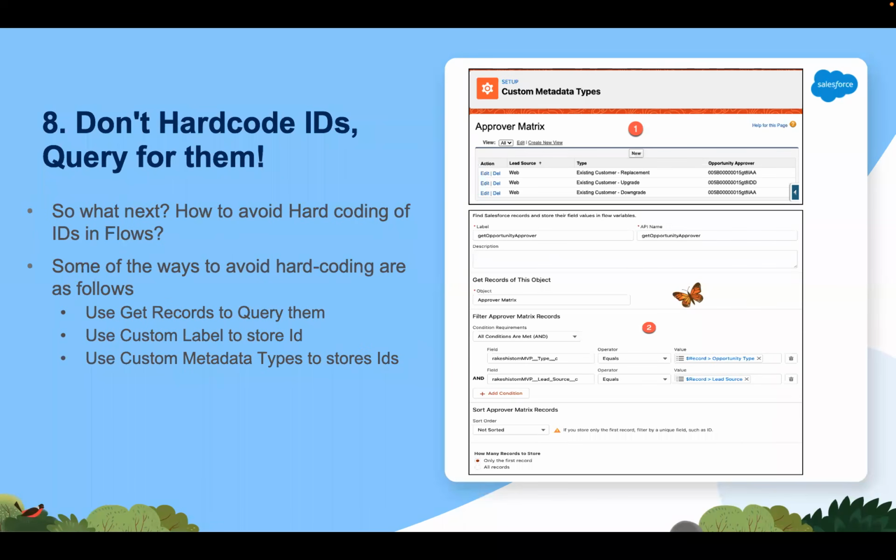You can also use custom settings or custom labels, but I don't suggest it. I strongly recommend using custom metadata types. Then you can use the Get Records element in the Salesforce Flow. You go to the Get element, query and store what you want, and then report back into the Salesforce Flow.